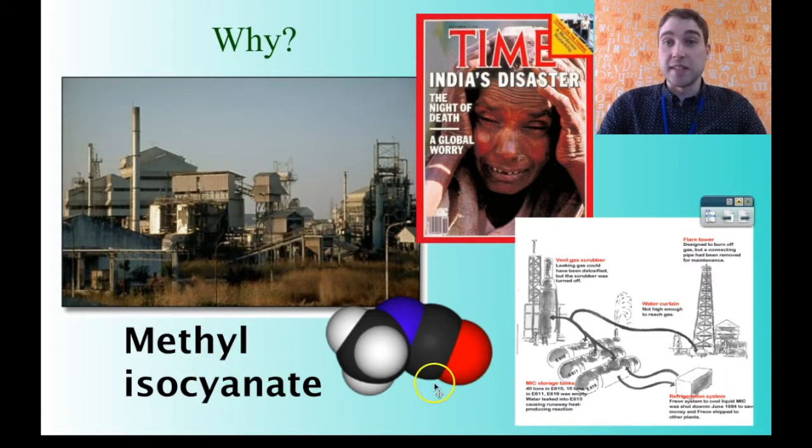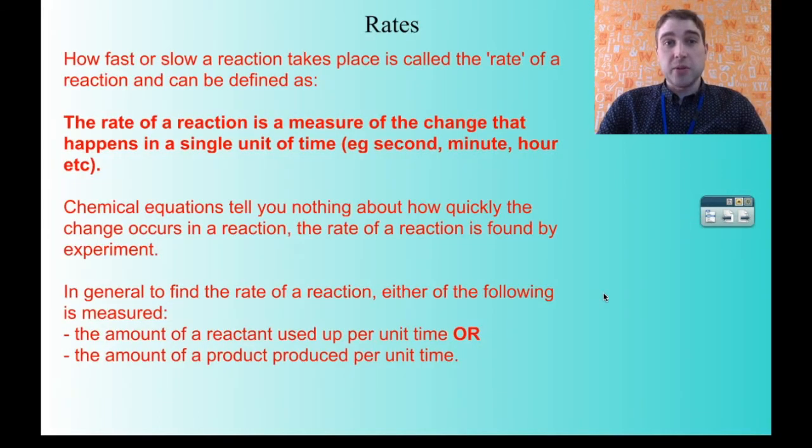It wandered over the city, followed the wind patterns, and killed thousands of people. So in this case, the failure to control the reaction rate of the exothermic reaction occurring led to the disaster happening. So how fast or slow a reaction takes is called the rate of a reaction.